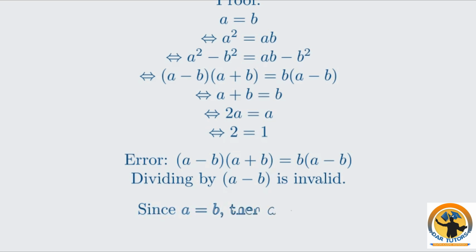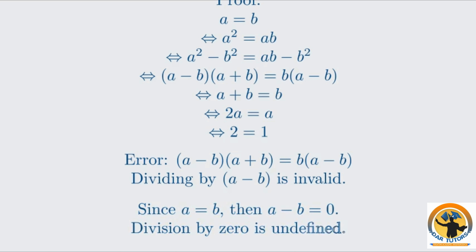Since a equals b, a minus b is 0. Division by 0 is undefined. This example highlights the importance of checking the conditions for each mathematical operation you perform. A single invalid step can invalidate an entire proof. Let's recap what we've learned today. We started by defining what a mathematical proof is and why it's essential for establishing the truth of statements.